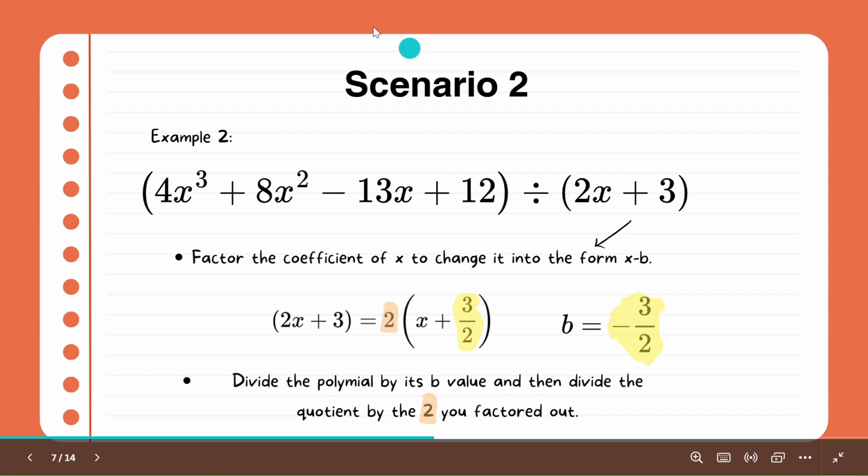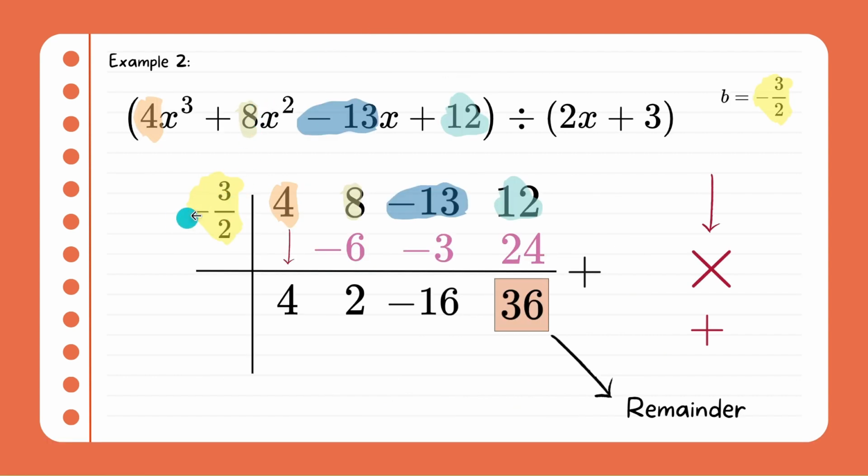2 you factored out. So we have our b value of negative 3 over 2 to the left side, and then we have our leading coefficients lined out. And then we remember our rule of bring down, multiply, and add. So we bring down 4 over here, and we multiply that by negative 3 over 2. That gives us negative 6, so we add 8 plus negative 6, gives us 2, and then 2 times this gives us negative 3, negative 13 plus negative 3 gives us negative 16, negative 16 times negative 3 over 2 gives us 24, and 12 plus 24 gives us 36.